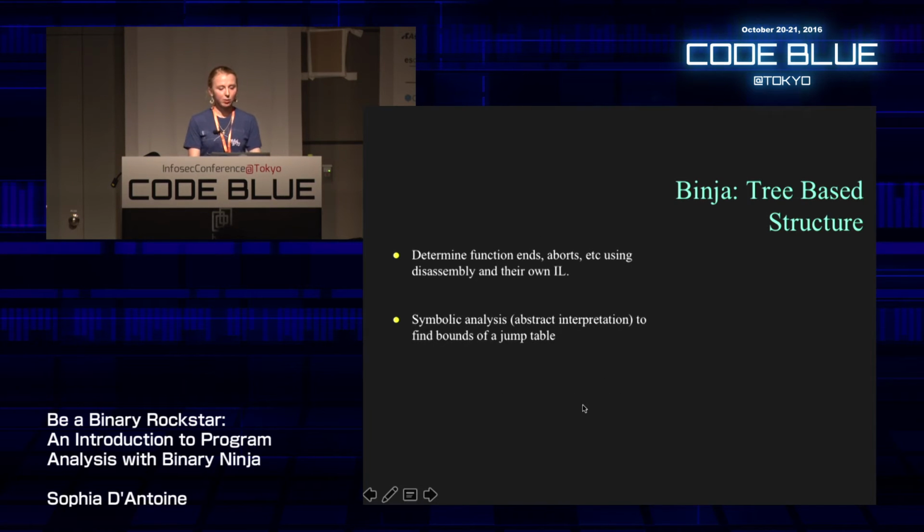And these are some more facts about Binary Ninja. Using their own intermediate language, they determine function ends using their own analysis as well. So the tool already has its own program analysis passes written into the decompiler. And it does a little bit of symbolic analysis already to find the bounds of a jump table, which is pretty neat. So instead of having to write that yourself, it provides that for you once it loads the binary into the program.